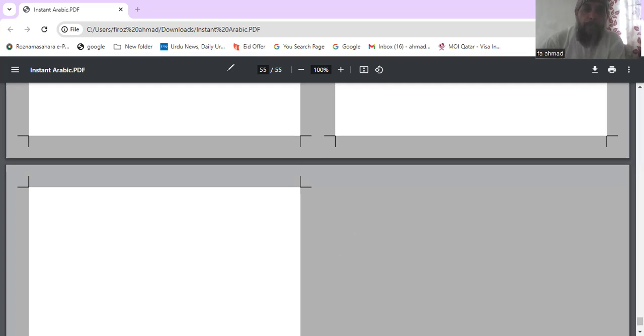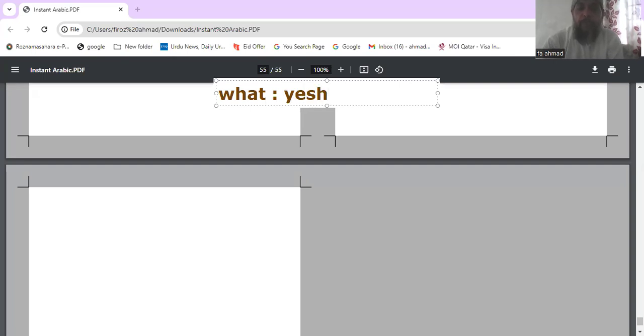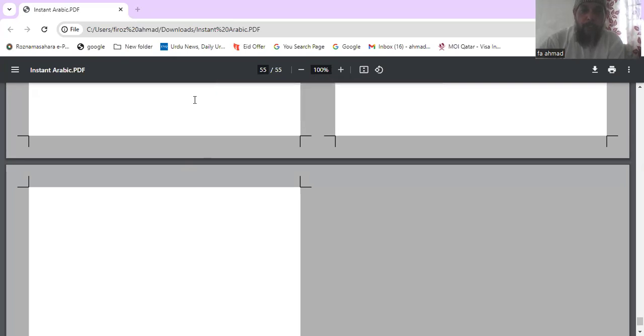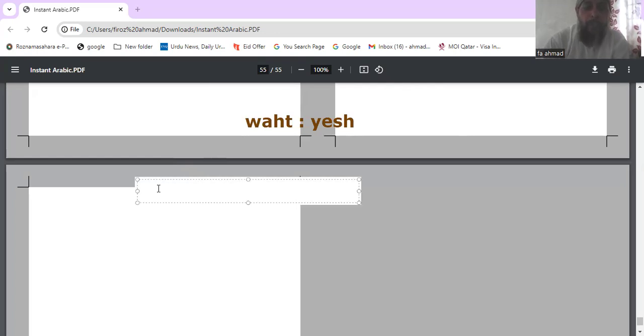So first I write here the interrogative word "what". So "what" in Arabic we say "ish". "Ish" means what. Okay. So we will use it in a sentence. Simple. First we will use a simple sentence.